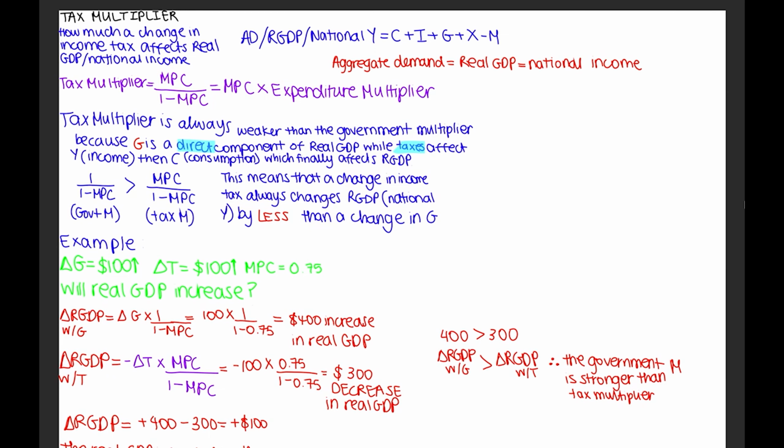So the formula for the tax multiplier is MPC over 1 minus MPC, which is equal to MPC times the expenditure multiplier. We already know from the previous video that the expenditure multiplier or the government multiplier is equal to 1 over 1 minus MPC.